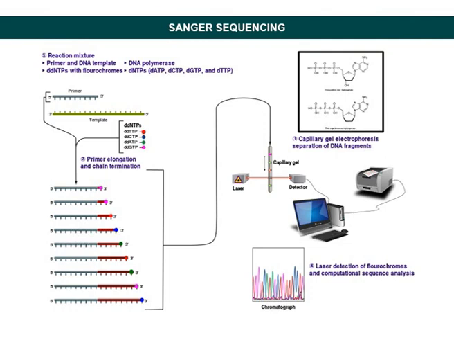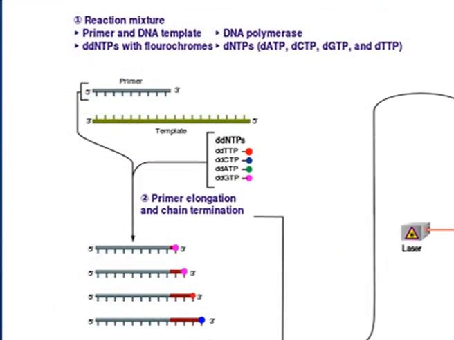In this figure, you can see the various steps in the Sanger sequencing method. A single-stranded DNA template, a DNA primer, and a DNA polymerase are involved. To each reaction, only one of the 4 dideoxynucleotides, such as ddATP, ddGTP, ddCTP or ddTTP, is added.